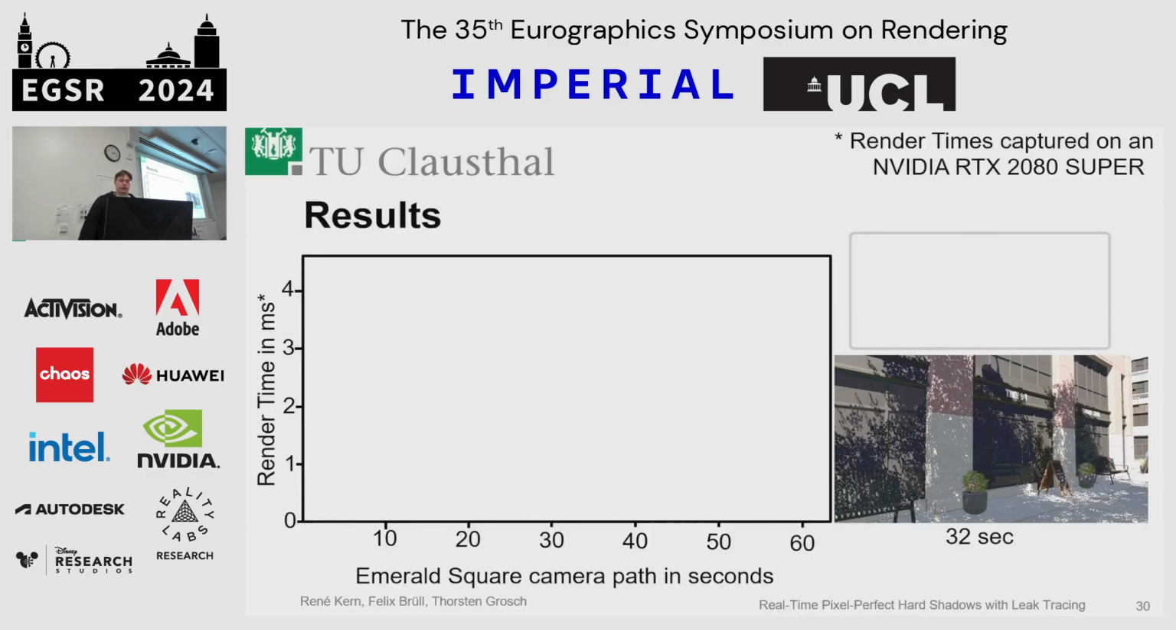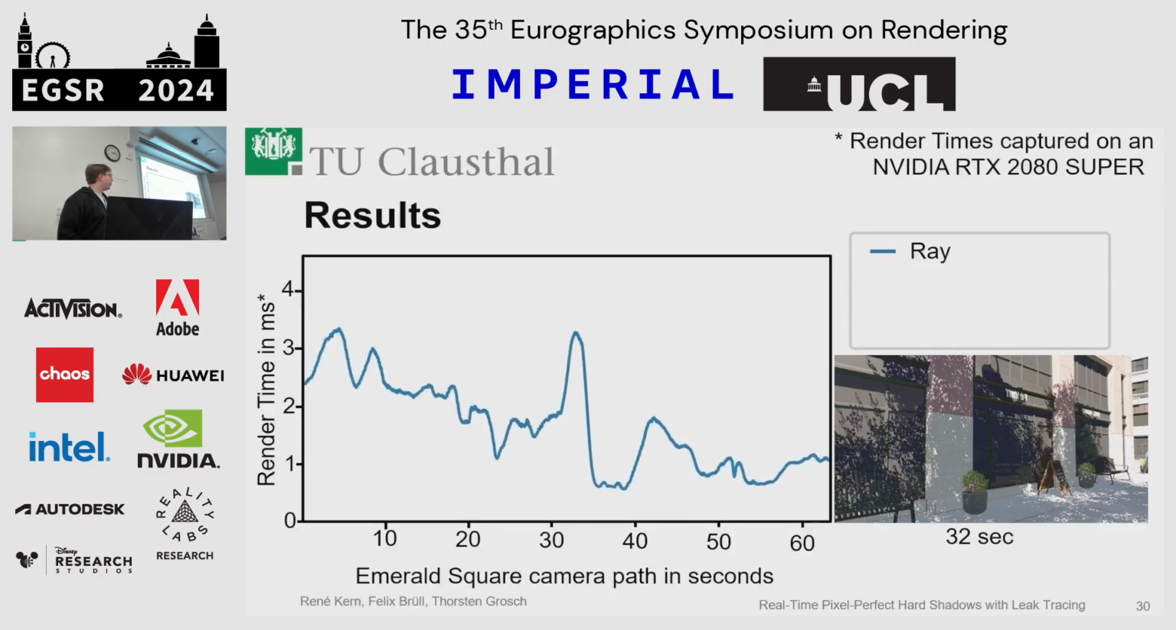Here are also some results. So we tested our leak tracing in multiple scenes, one of which is Emerald Square. And I now show the ray tracing times, which we would get if we only used ray tracing. As you can see, there are some huge spikes. One of the spikes is shown, and this often happens for ray tracing if the shadow ray has many alpha tests. And this is actually the case here, as the shadow is mainly cast by a tree.